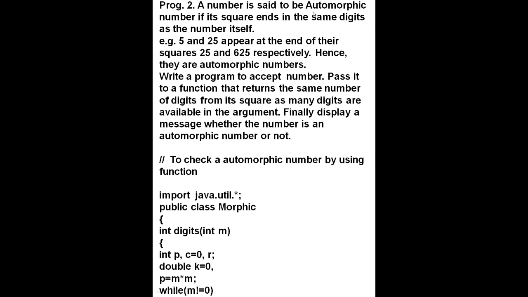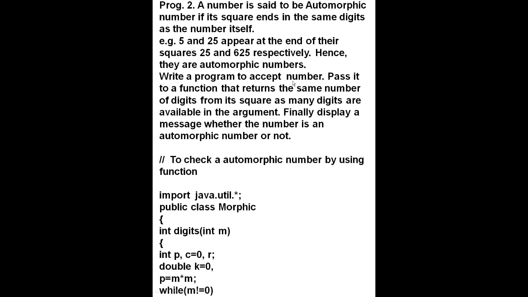A program is said to be an automorphic number if its square ends in the same digits as the number itself. Suppose we are taking two numbers, 5 and 25. When we find their square, 5 squared is 25, so 5 will come here. And 25 squared is 625, and the number itself comes at the end respectively. Hence they are automorphic numbers.